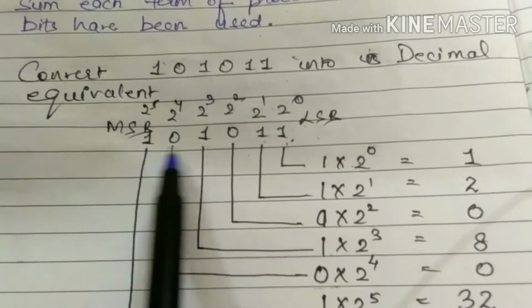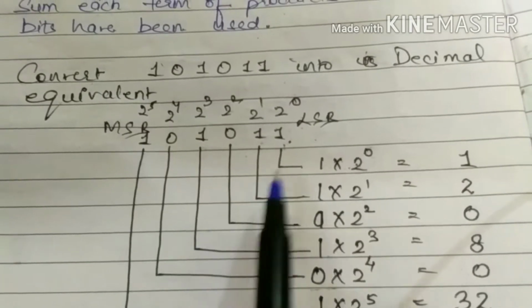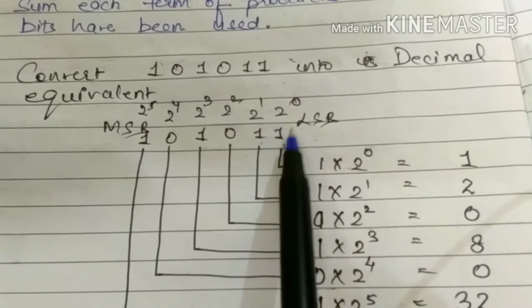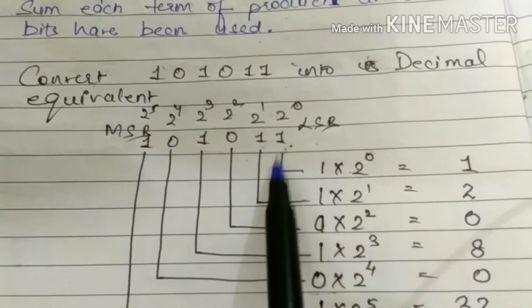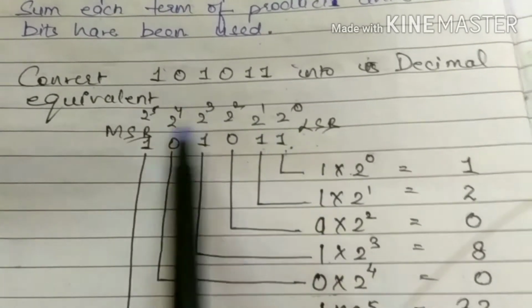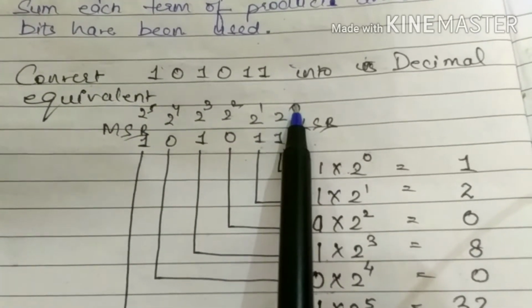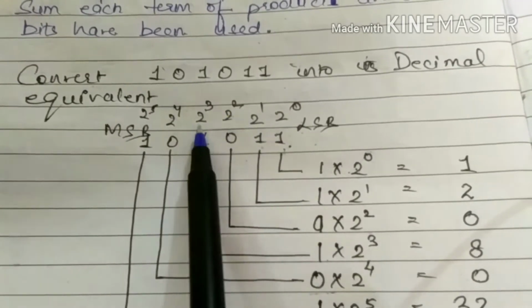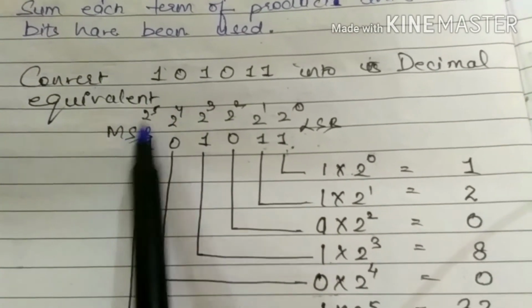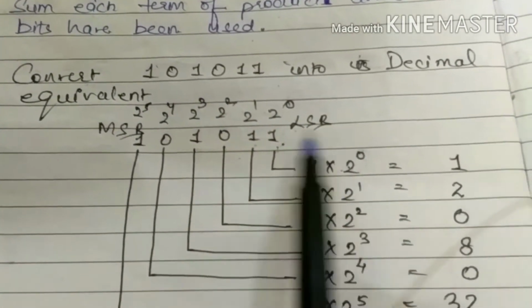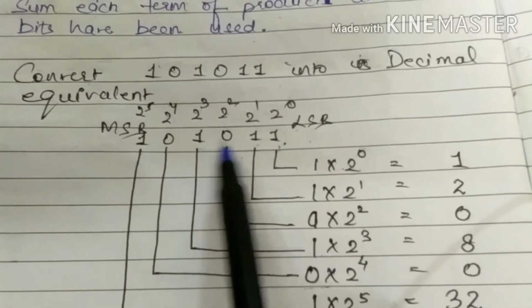I have written the binary number over here. What was the first step? You have to start with the least significant bit. First of all, I have given the positions: 2 raised to power 0, 2 raised to power 1, 2 raised to power 2, 2 raised to power 3, 2 raised to power 4 and 2 raised to power 5. Now you have to multiply each binary digit with its position weight.